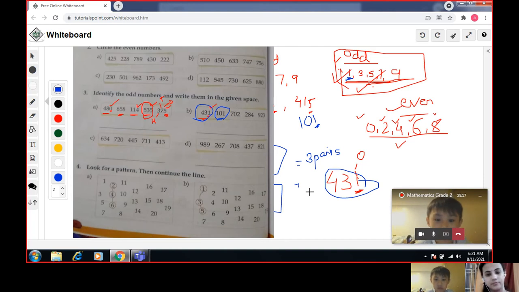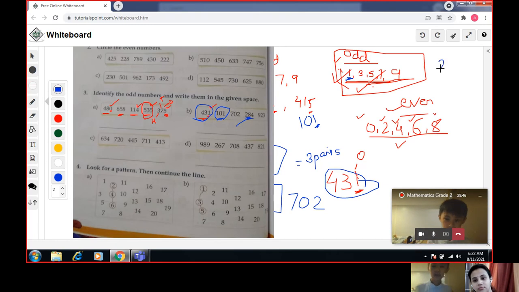Now tell the next number, 702. Is this even or odd? 2 is even, yes, correct. 2 is an even number, so this is also an even number. Now tell the next one, 284. Is 284 even or odd? It's even. Yeah, this is even.